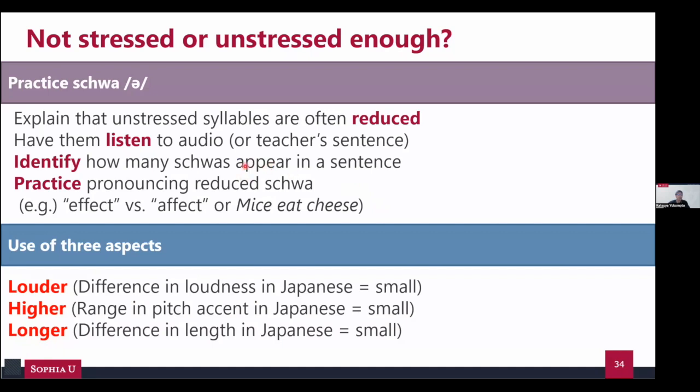And we also have to teach three aspects more. Japanese have a slight distinction in terms of loudness, pitch and length, but the differences are very subtle. So you have to teach them to pronounce louder, higher, and longer for the stressed vowel, and shorter, lower, and less loud for the unstressed syllables.